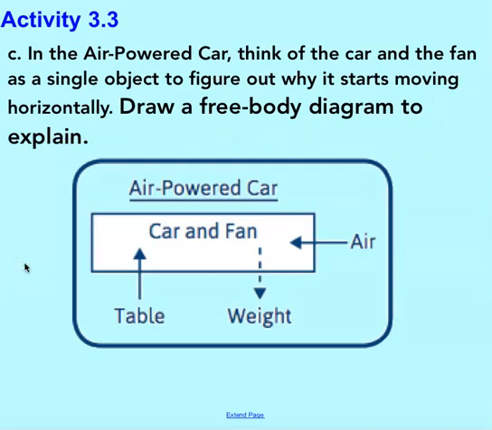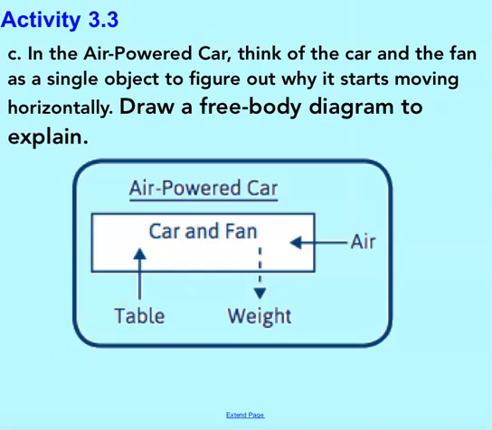So for the next one, we have the air-powered car. It said think of the car and the fan as a single object. So that's why the car and the fan were together. The table pushing up on the car, weight pulling it down. Again, there's no up and down movement. That's why these arrows are the same size. And there's only one horizontal force that acts on the car and the fan. And this isn't the fan pushing out. The fan would have been pushing air the other way. It's the air pushing against the fan that caused the car to move.